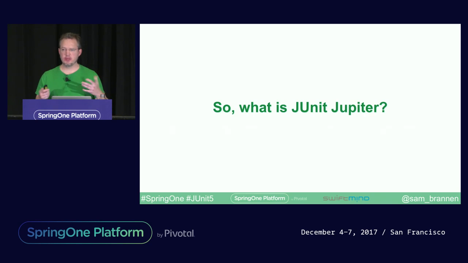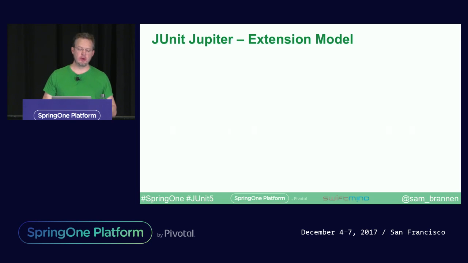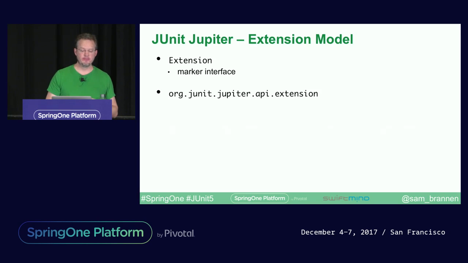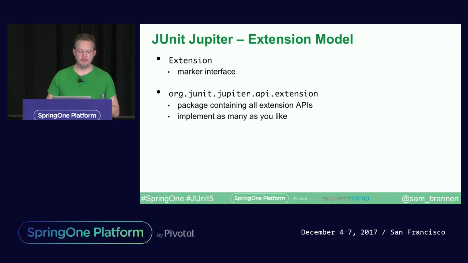I mentioned there's two things, right? It's a new programming model and an extension model, and let's look at that part first. So we have an extension API. It's just a marker interface, and that's in the org.junit.jupiter.api.extension package. And that contains all of the extension APIs or callback APIs and stuff like that. So the nice thing is you can implement as many as you like. I mentioned before with the rules you couldn't implement both, but with JUnit Jupiter you can implement as many as you like. And for example, the Spring extension implements, I think, about 9 of the 13 or so at the time.